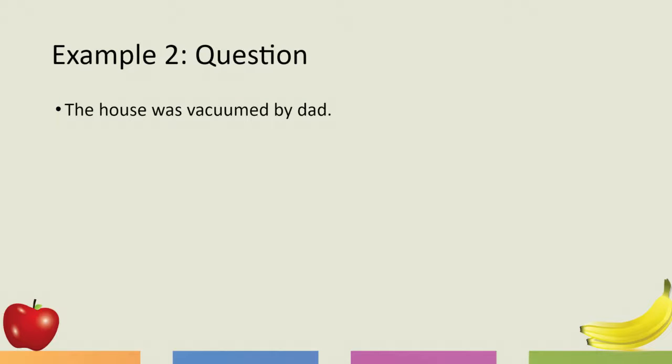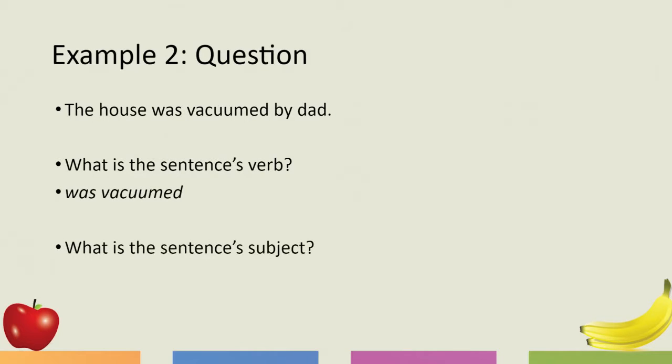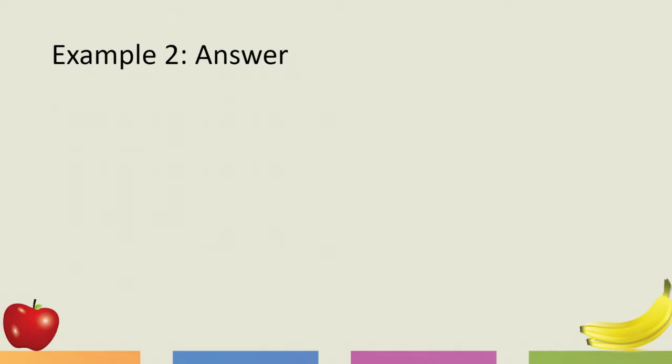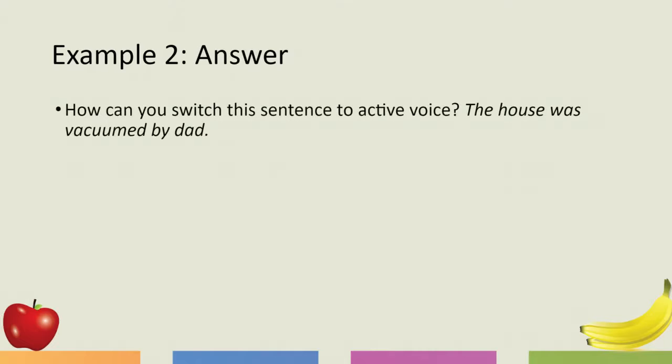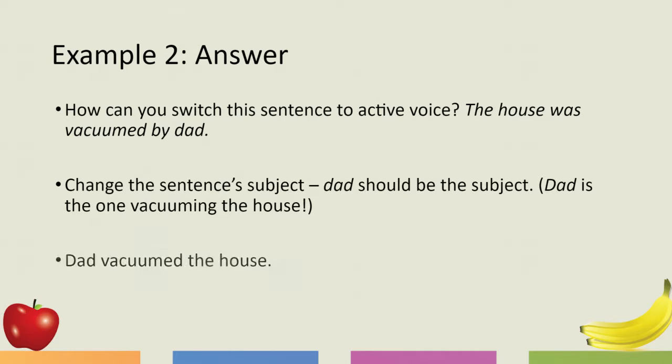The house was vacuumed by Dad. What's the sentence's verb? Well, it was vacuumed. What is the sentence subject? The house. The sentence is about the house, but to change it, the house was vacuumed by Dad, we would probably change that to Dad vacuumed the house.